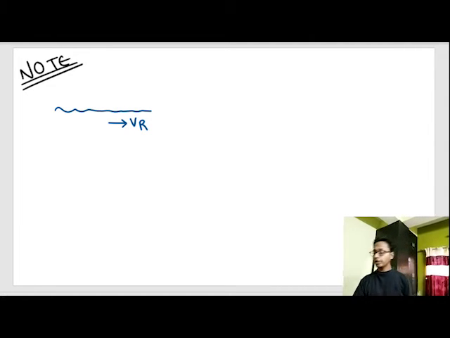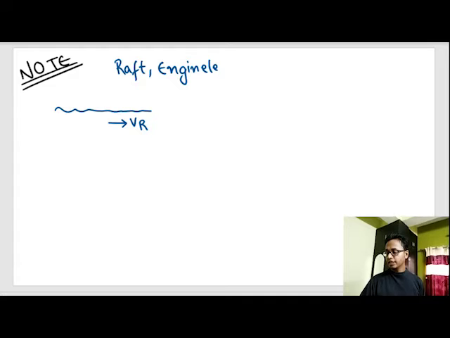But sir, how do you know that the river is moving with velocity Vr? It might be that I'm just seeing the water going from left to right. How is the velocity of a river measured? Usually in the question, a raft or engineless boat, or any floating object is kept. The velocity of the floating object as seen by you would be the velocity of the river.